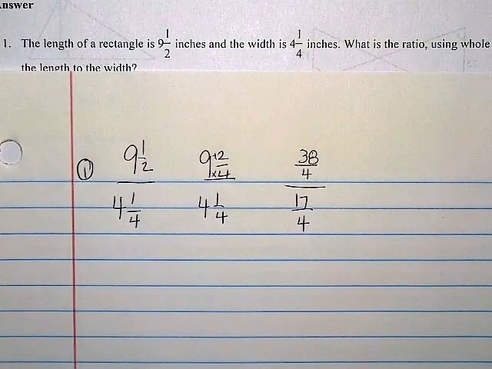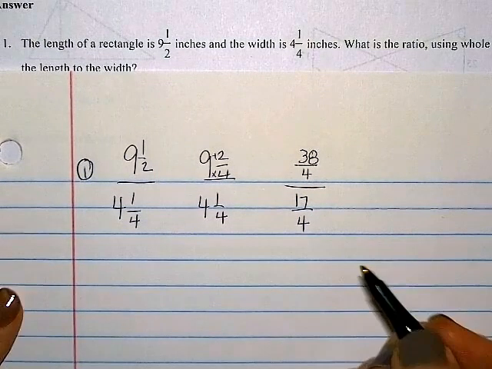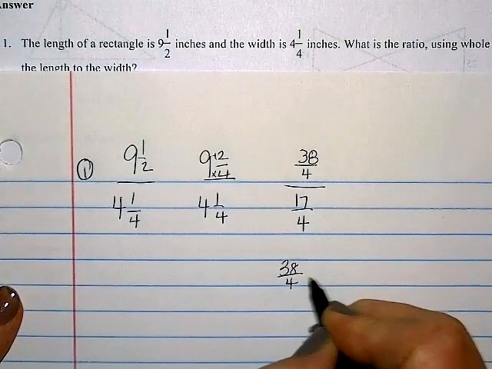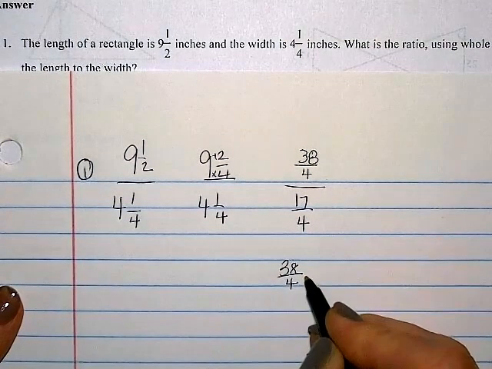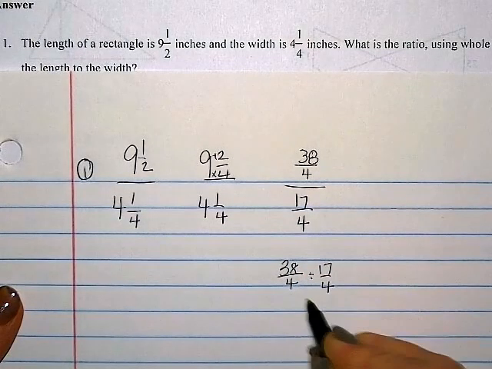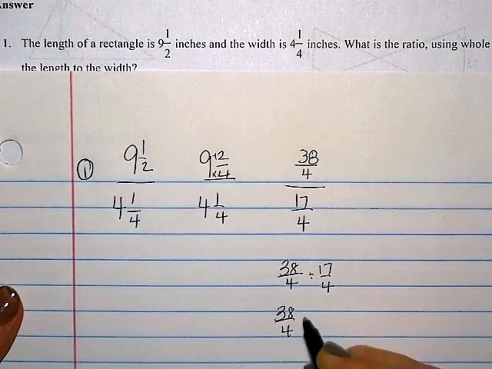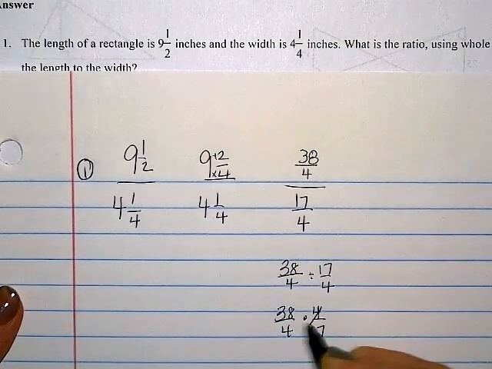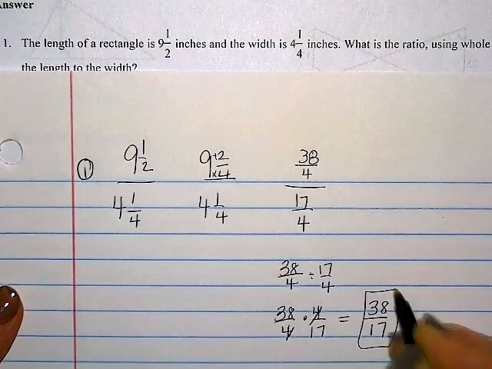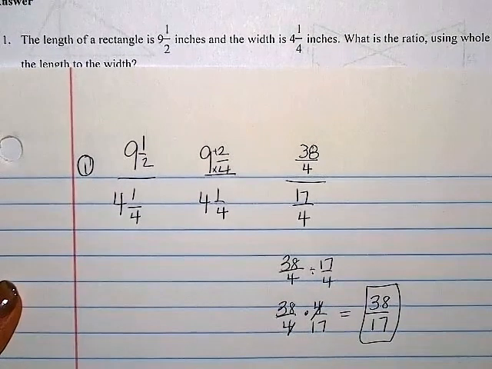Okay, how come? Because you multiply by 4. Or I could do, yeah, you're exactly right. Or I could say 38 divided by 4 divided by 17 divided by 4, which is 38 divided by 4 times 4 over 17. I think just multiply by 4 is simpler. So we get 38 over 17.